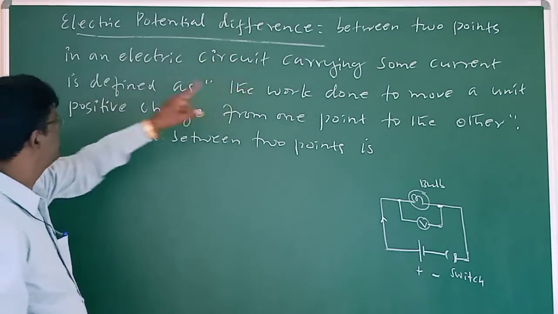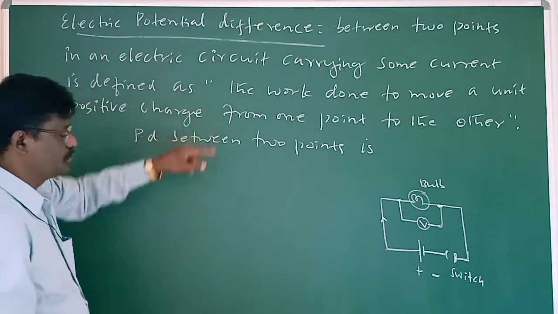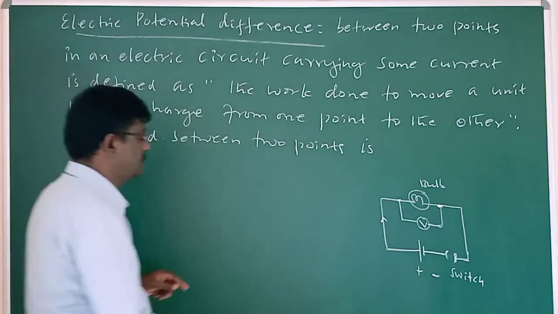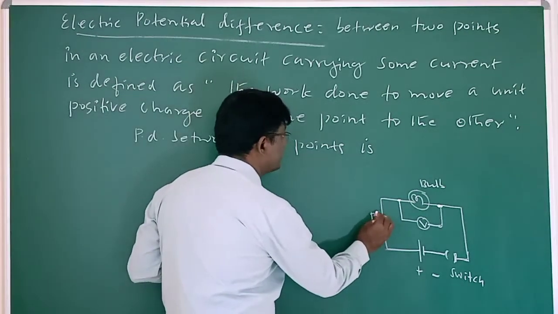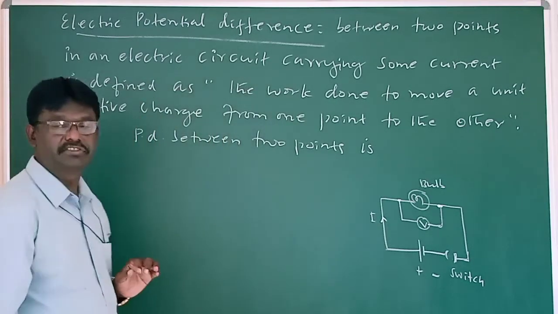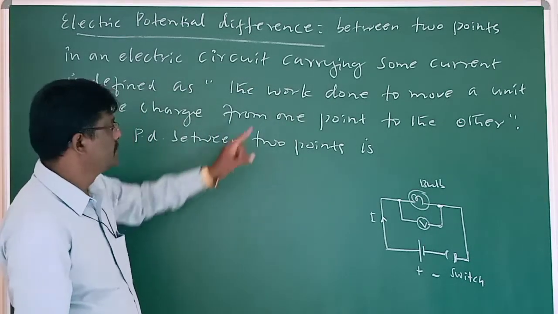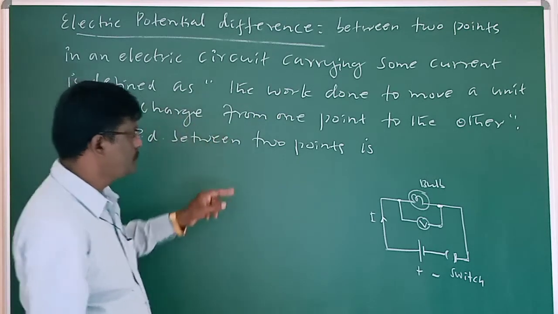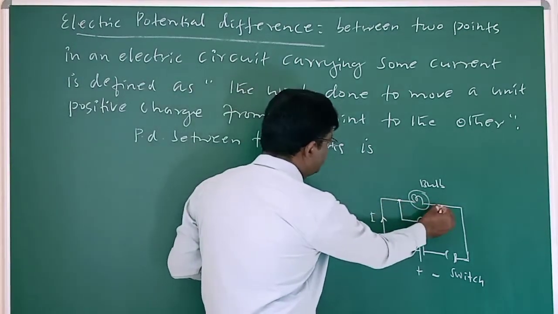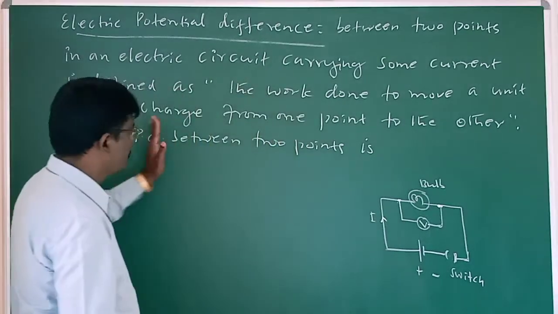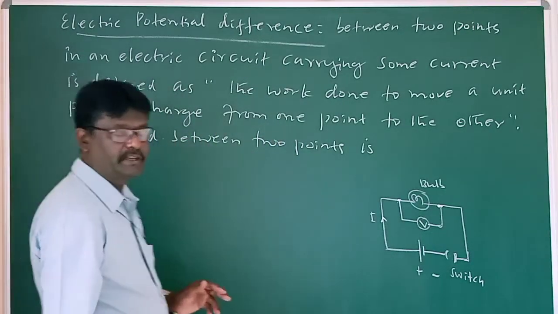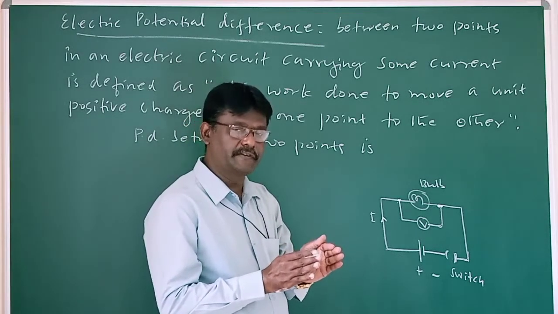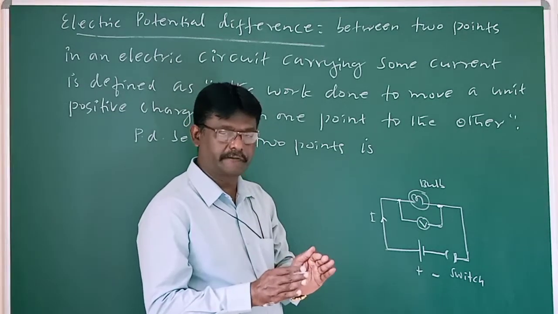Between 2 points in an electric circuit like this, carrying some current. Say the current is I. Some current is nothing but work done to move a unit positive charge from one point, from this point to that point, from one point to other. Here there is something hidden now, means there is a lot to discuss.